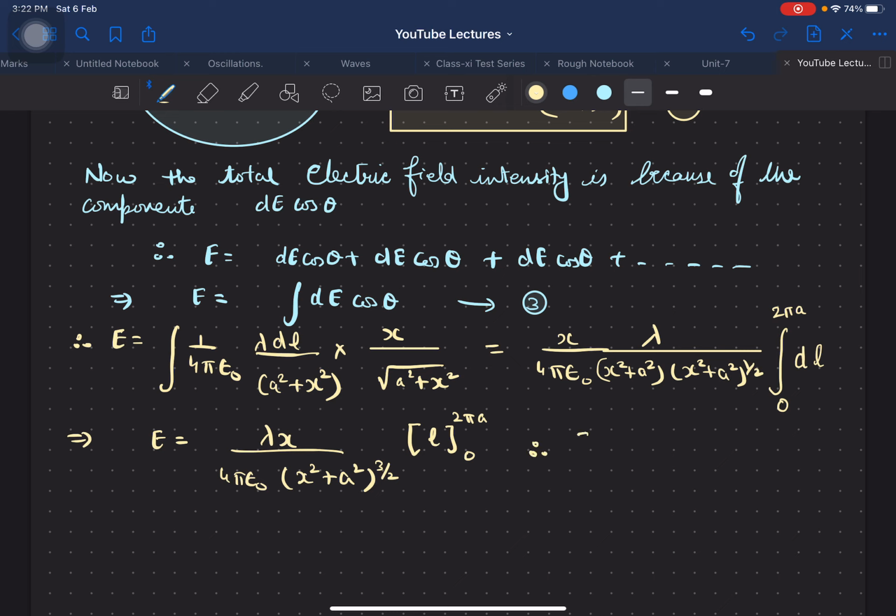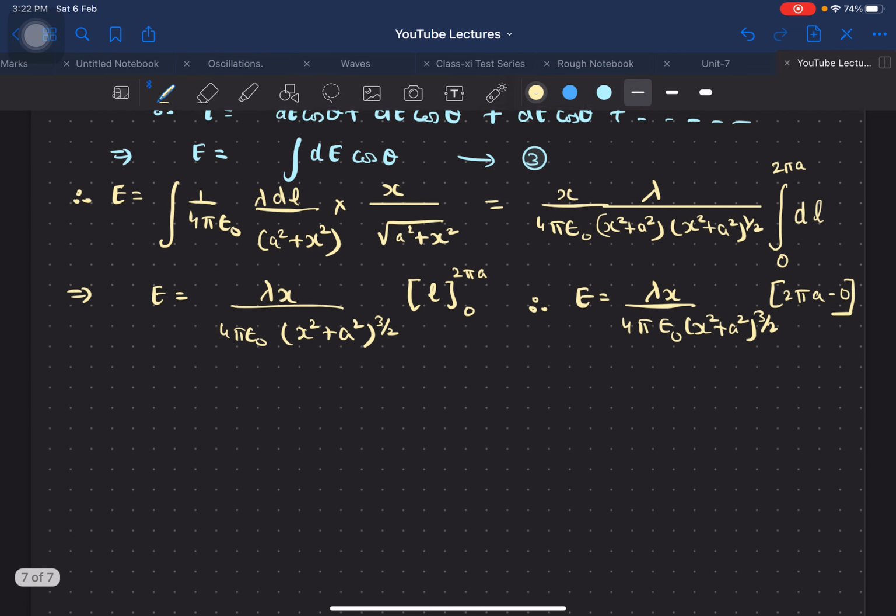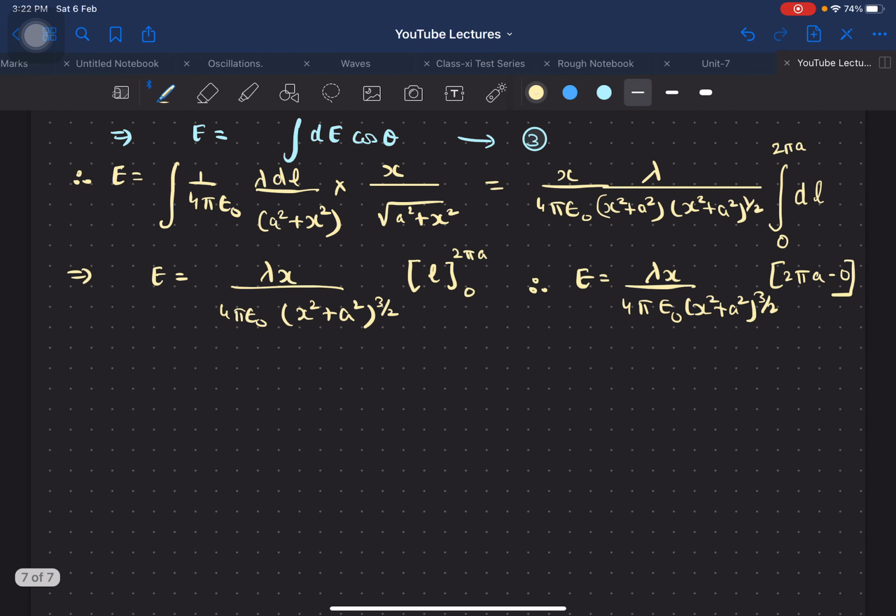Therefore E is equal to lambda x upon 4 pi epsilon naught (x square plus a square) whole raised to power 3 by 2, and substituting the limits we have 2 pi a minus 0. So substituting the limits, we have just put the value of the upper limit and the lower limit. Further calculations will tell us that electric field intensity E is equal to lambda x into 2 pi a upon 4 pi epsilon naught (x square plus a square) whole raised to power 3 by 2.